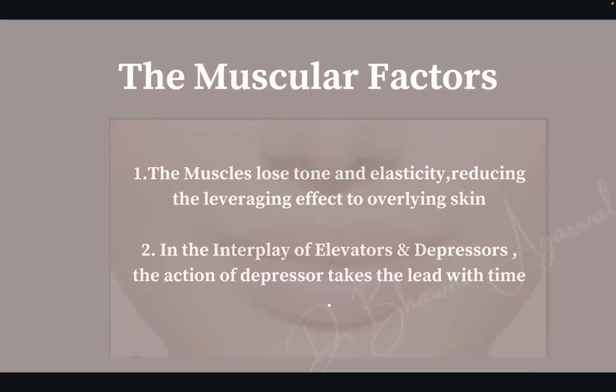Why are the elevators becoming less active? Because of loosening of ligaments, and also the underlying support to the muscle from the fat pads is receding. The bone is receding. So the fulcrum over which the muscles move is blunting down, which in turn leads to their underactivity. Okay, got it.